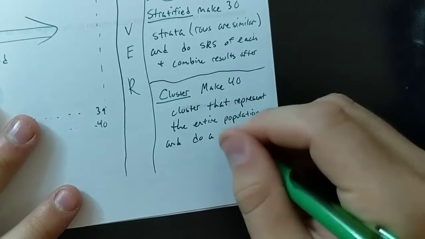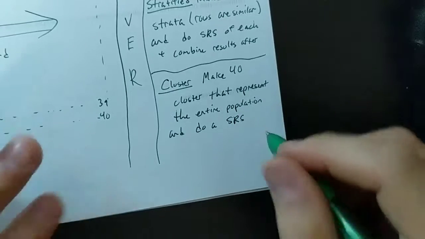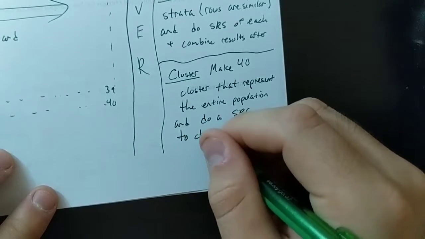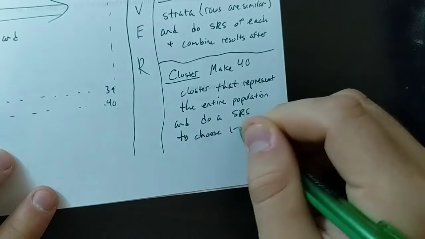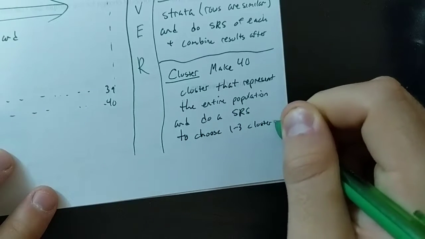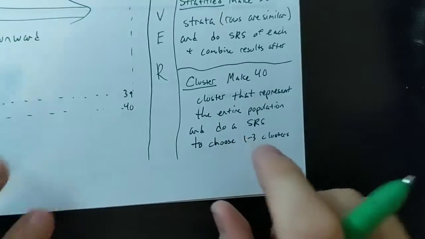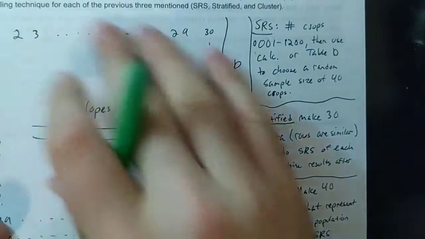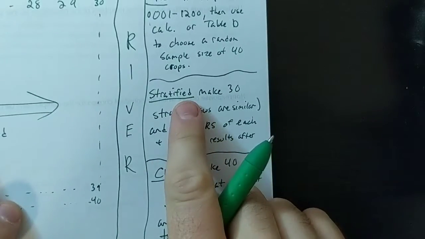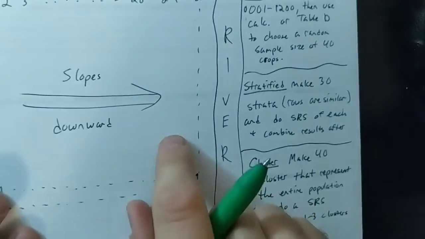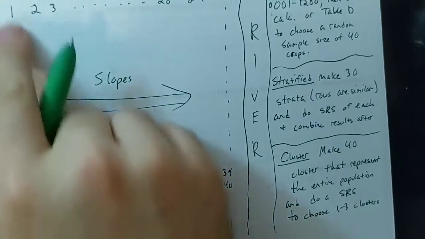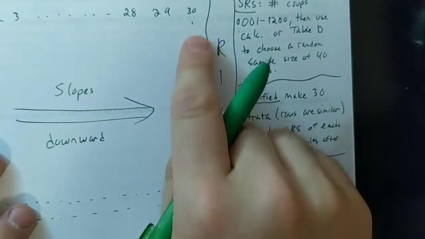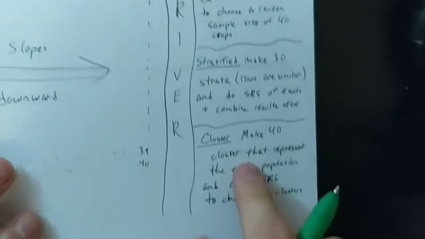And do a simplified random sample of the clusters to choose 1 to 3 clusters. So, simplified random sample, it's just randomly from all 1,200. Stratified, you find groups that are similar to each other. In that case, it was rows. This row is all the furthest crops away from the river. This strata or row is the closest crops to the river.